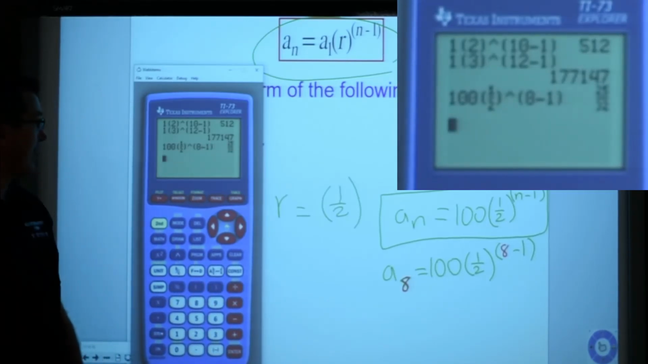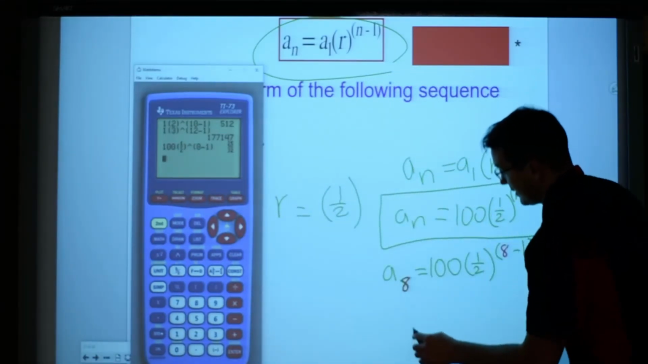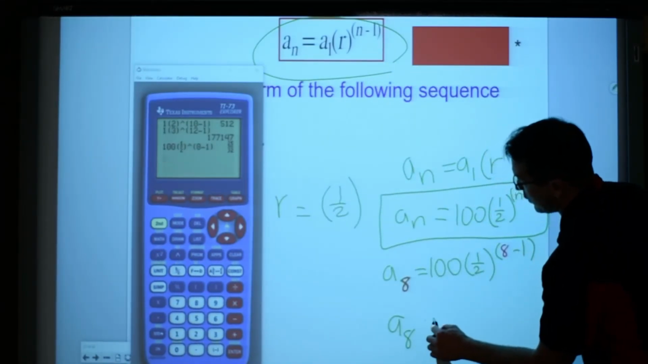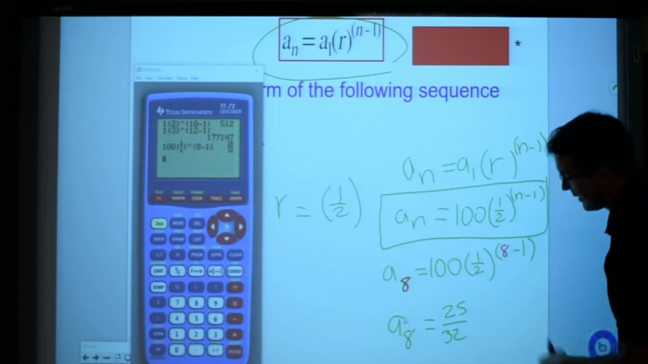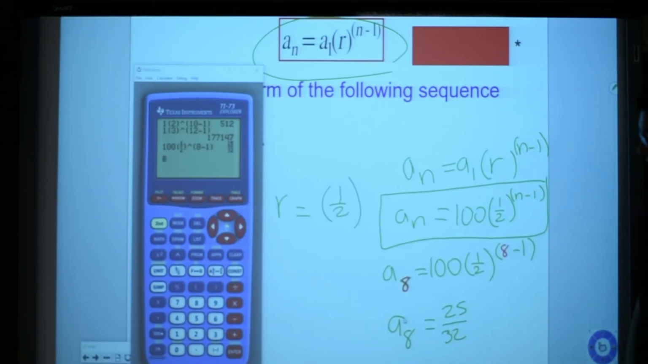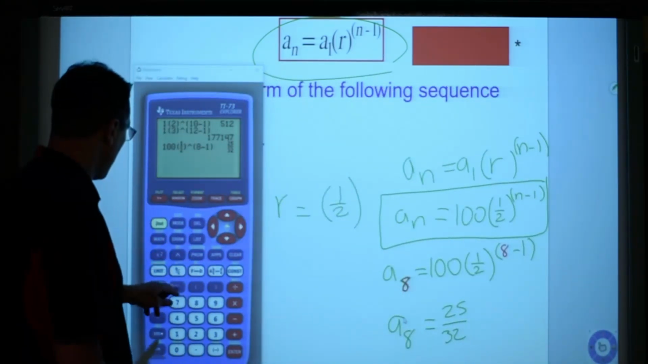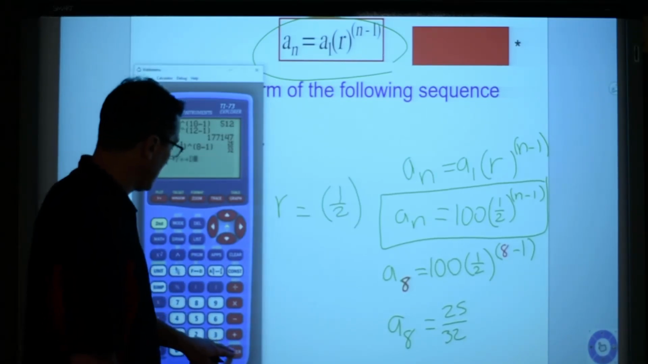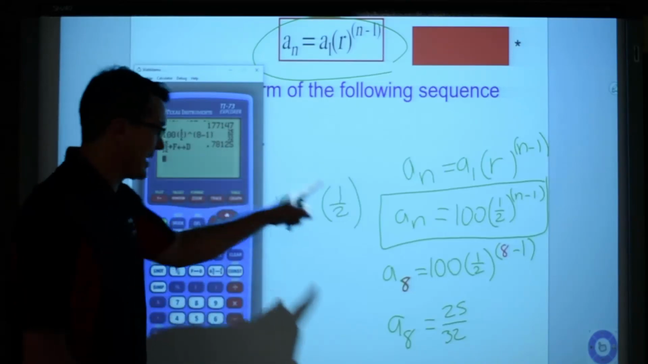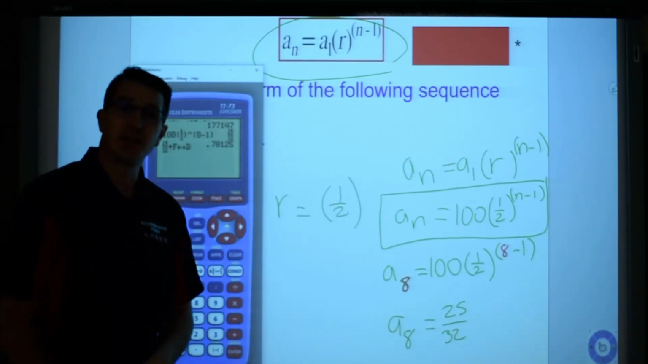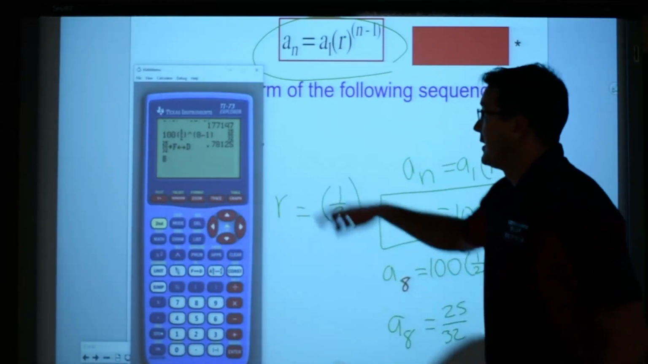enter. And my solution is, whoa, it looks ugly, doesn't it? Doesn't matter. A sub 8 equals 25/32. If I could simplify that, I would, but I can't, so guess what? That's my answer. Some people might want to put it in a decimal. If I wanted to go decimal, that's the same as 0.78125, but did that make it easier than this? They both look ugly, so you can put whatever you want, fraction or decimal, to make it easier for you.